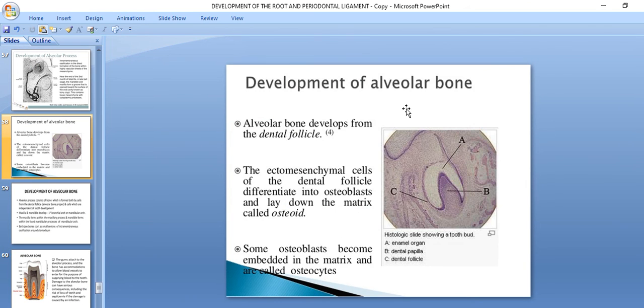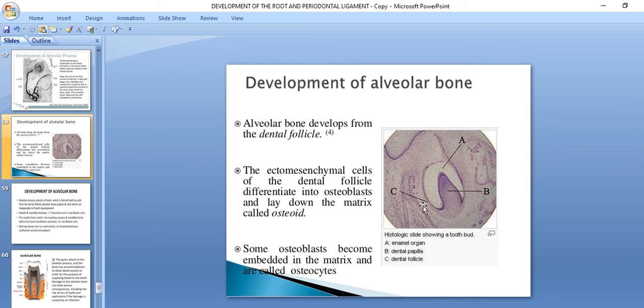And this alveolar bone, as we mentioned, develops from the dental follicle. These ectomesenchymal cells of the dental follicle differentiate into osteoblasts and lay down the matrix called osteoid. This is the unmineralized part of the bone, and some osteoblasts become embedded in the matrix as osteocytes.